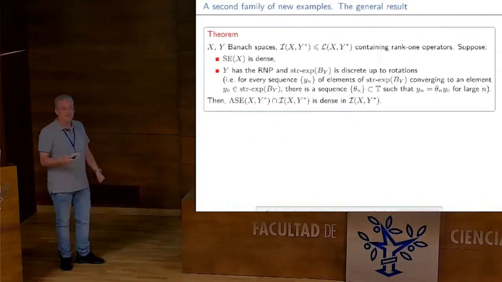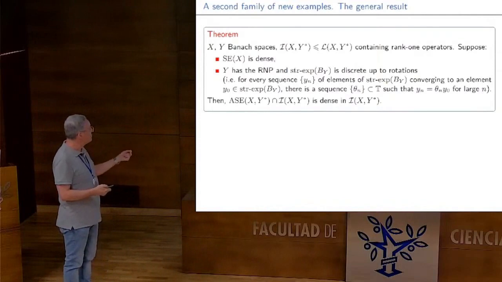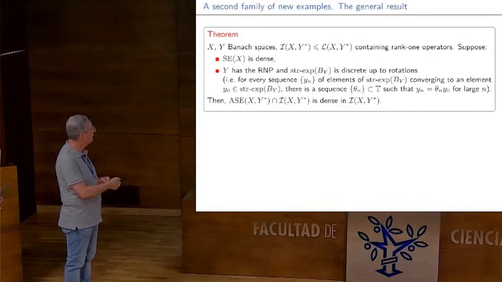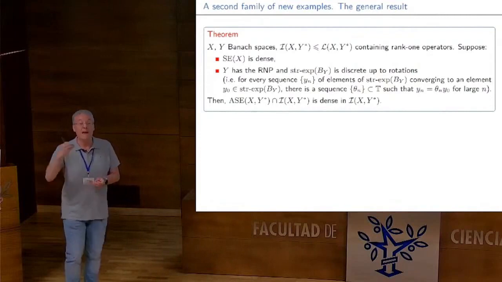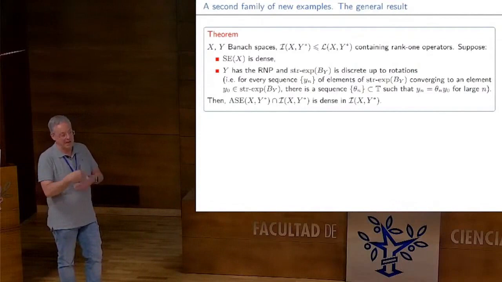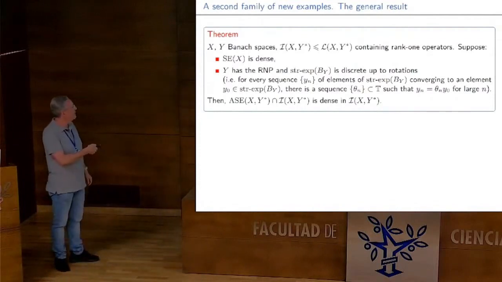Okay, second family of new examples. Now, instead of having countably many strongly exposed points, the hypothesis is that Y has the RNP, but the set of strongly exposed points of the unit ball of Y is discrete after rotation. So if you have a sequence of strongly exposed points which converges to a strongly exposed point, then it has to be, after rotation, almost constant. Then the set of absolutely strongly exposing operators from X to Y star is dense, and if you intersect with any ideal, then you get the same.